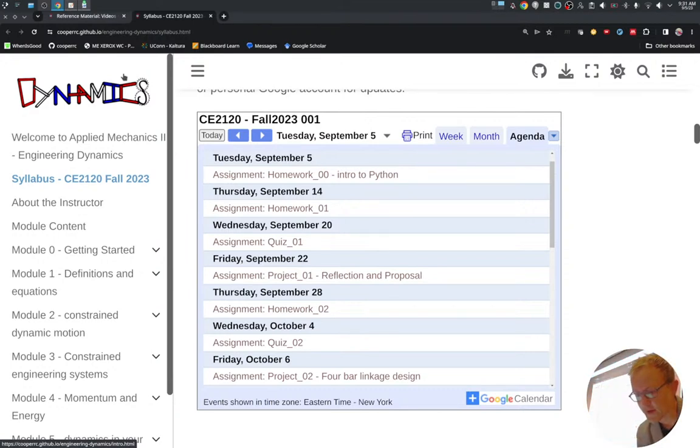So I'm turning off the echo. There we go. Any suggested changes for the syllabus that would help working through the course of anything? Yeah.